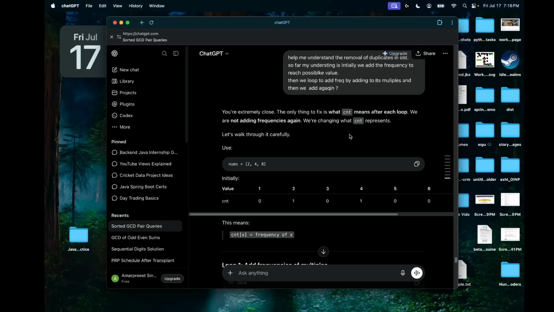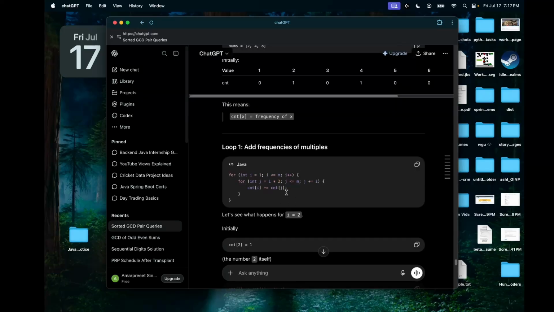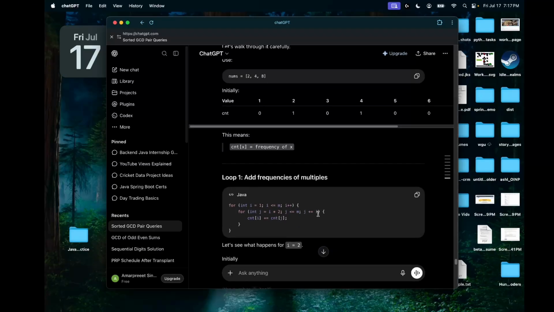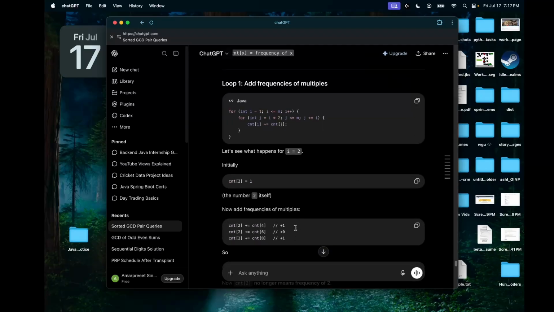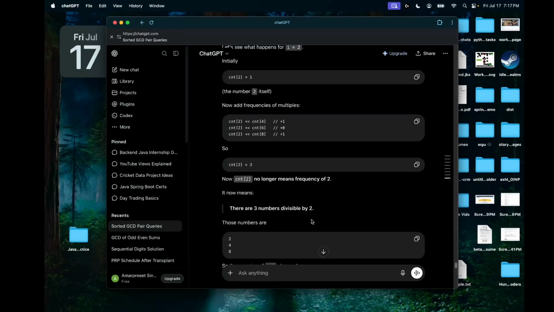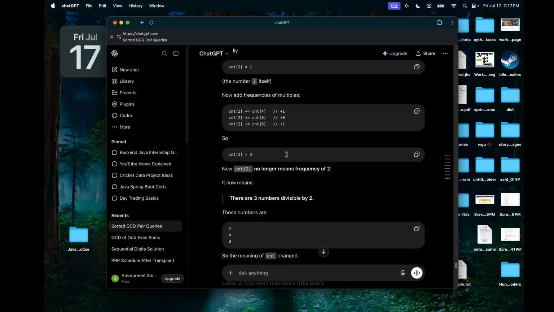Okay, let's walk through it. Initially I have one count because 2 is 1, 4 is 1, and 8 is 1. Let's see what happens for i = 2. Initially count[2] is 1, the number 2 itself. Now add frequencies of the multiples. Count[6] we don't have anything, so it will add 6 and 8. Now count[2] is no longer 1, it means there are 3 numbers.